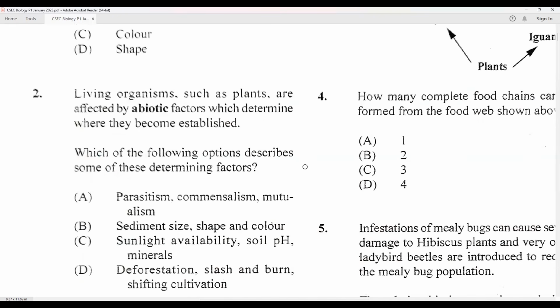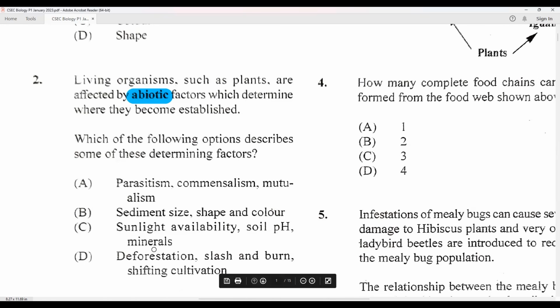Living organisms, such as plants, are affected by abiotic factors which determine where they become established. Which of the following options describe some of these determining factors? And the abiotic factors, which is presented in bold, is sediment size, shape, and color. We have sunlight availability, soil, pH. The other two answers don't present anything that we would be interested in.